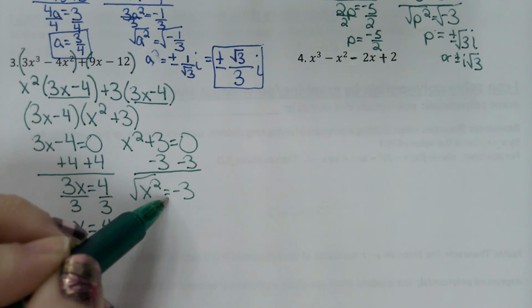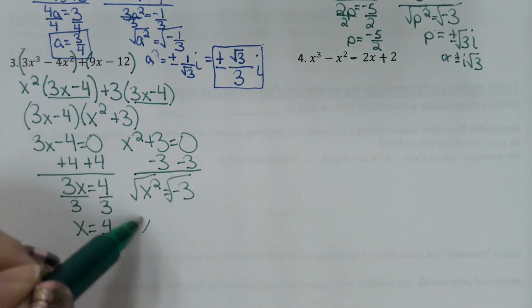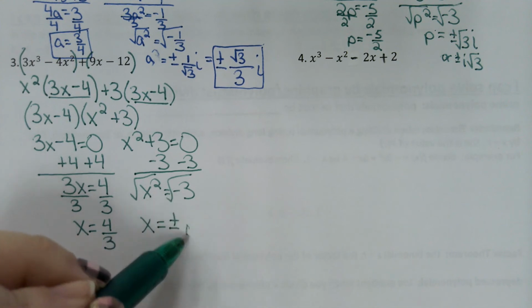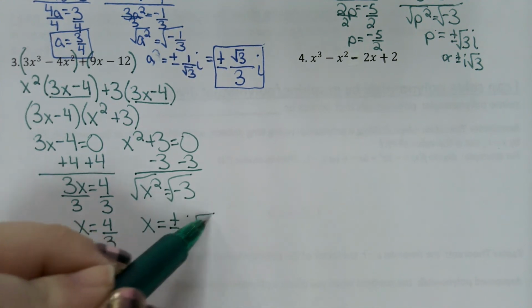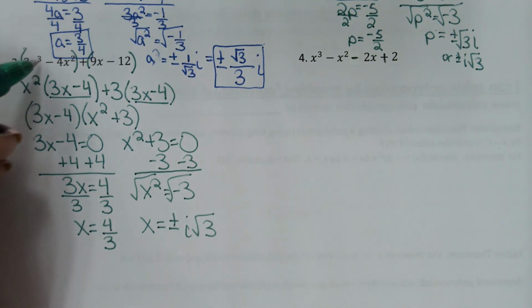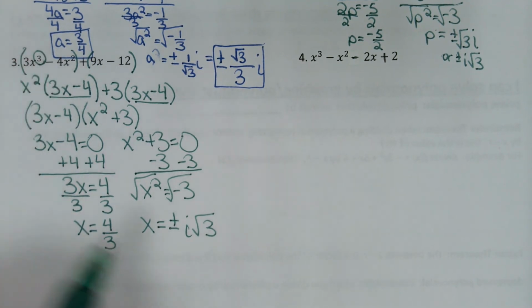Square root both sides. And x equals plus or minus. The negative will come out as i, and square root of 3. We needed a total of 3 solutions. So 1, 2, 3.